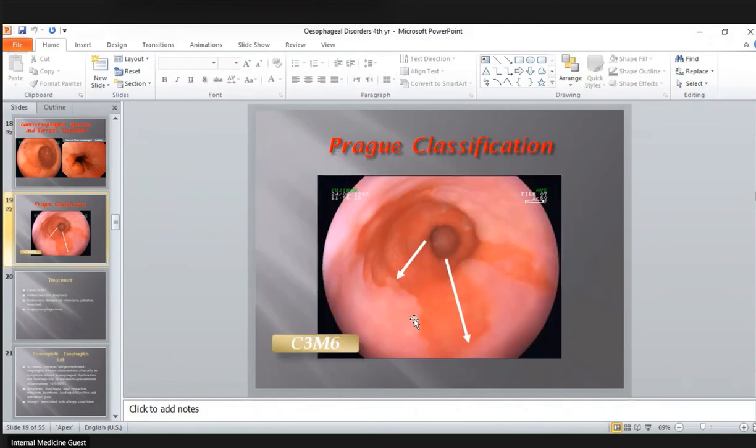There is a Prague classification. So we measure the circumferential height of this epithelium. It's 3 centimeters here, and we measure the maximum length of the tongues of epithelium. It measures 6 centimeters. So we call this C3, circumferential 3, and M6, that's maximum length of the esophagus, and we call this the Prague classification.